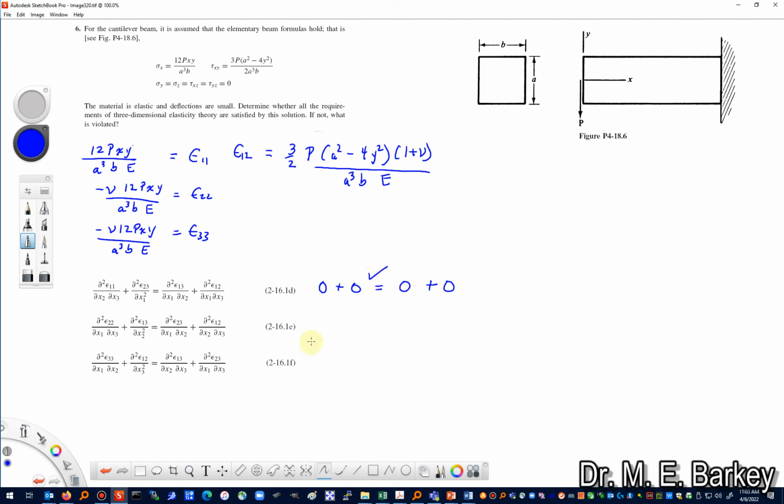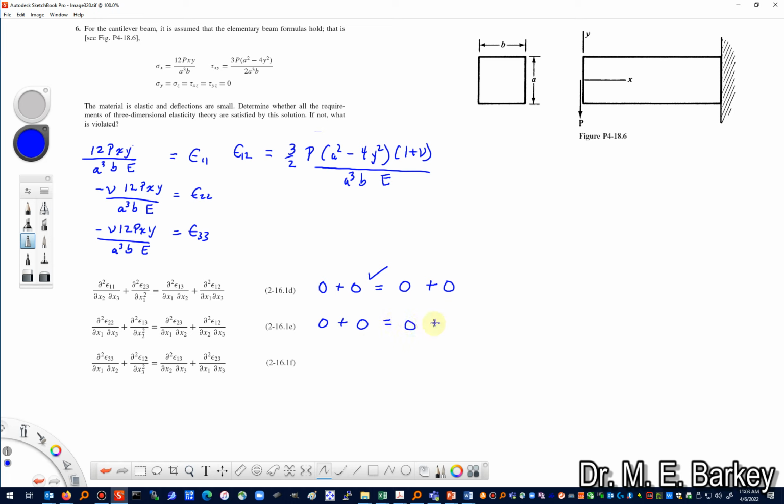Second partial derivative of epsilon 2, 2 with respect to x and z. There's no z, so that one goes away. Second partial derivative of epsilon xz. There's no xz, so that's 0. Second partial derivative of epsilon 2, 3. There's no 2, 3, so that's 0.